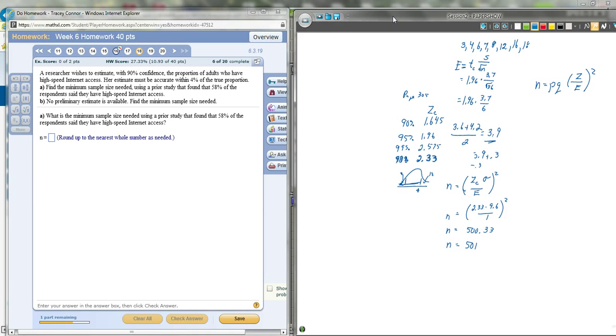over E squared. And for this example, you would go ahead and put in the 0.58 for P and then 1 minus 0.58 for Q. And then because it's a 90% confidence interval, we would pull it off that chart and use that 1.645. And then for your error, it's 4%, so you'd use 0.04 and square it. For B, no preliminary estimate, you want to use the .5 for both.